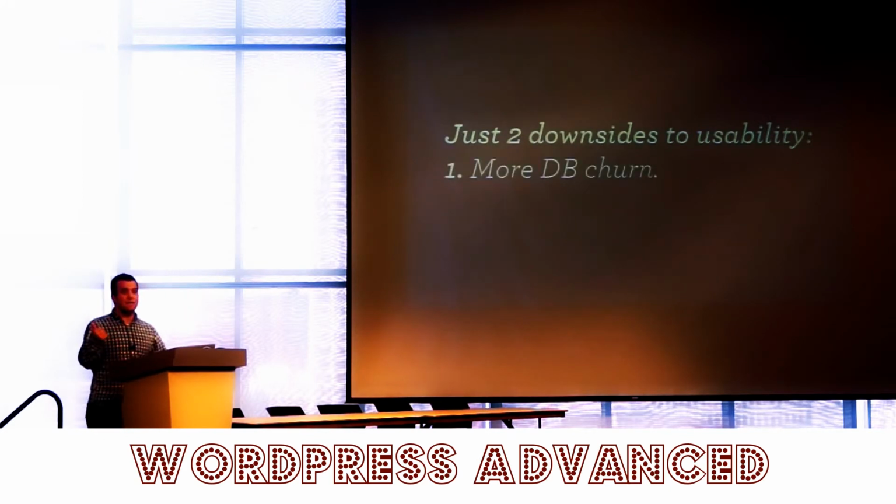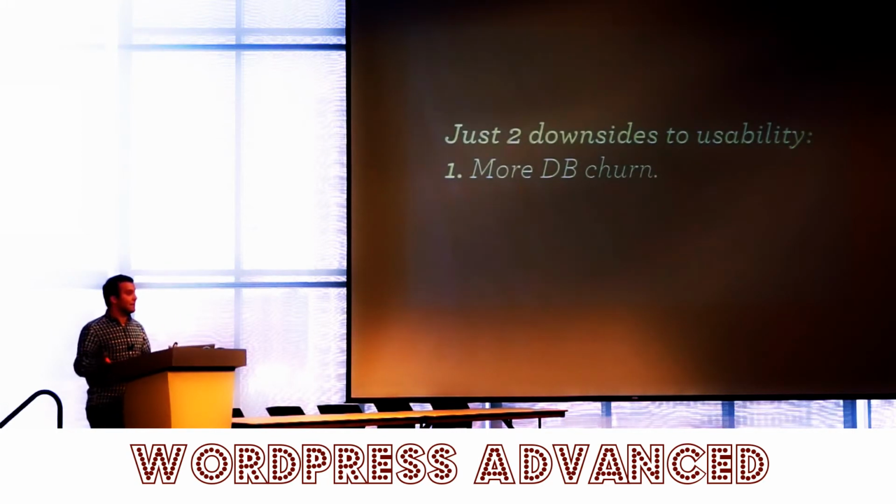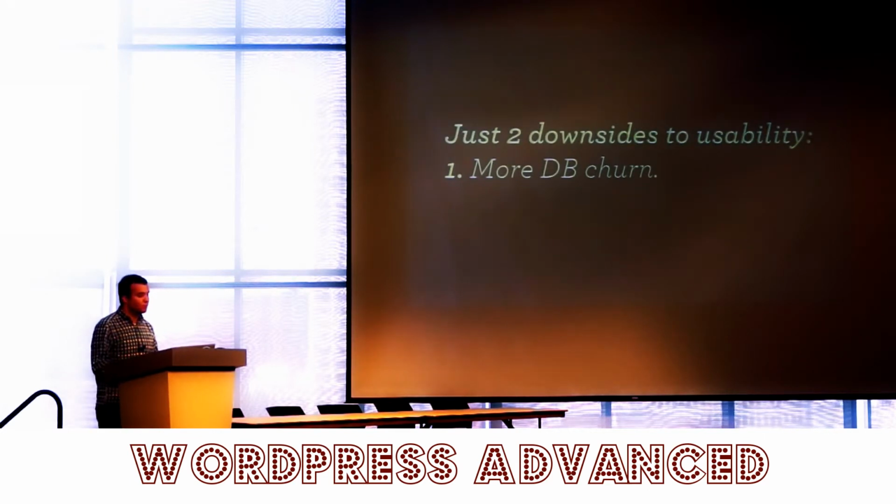The first one is that there's more database churn. We're doing more write queries to be able to insert something in user meta. User meta is going to have more data in it. That will increase the cache sizes, and that will possibly cause some problems. So that's not a big deal.